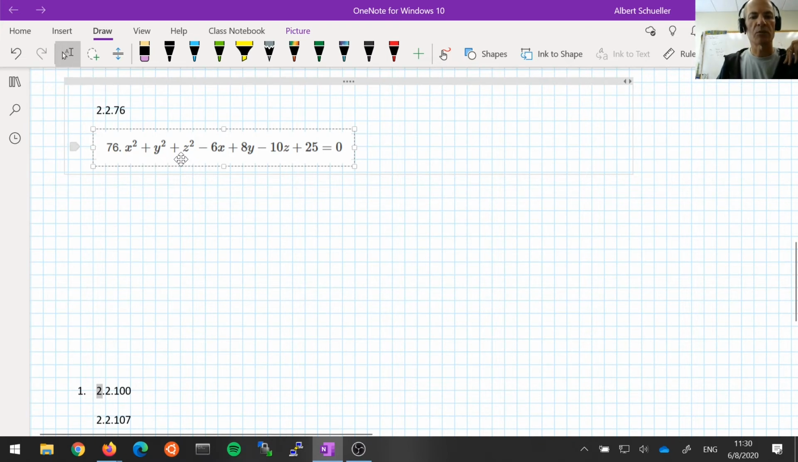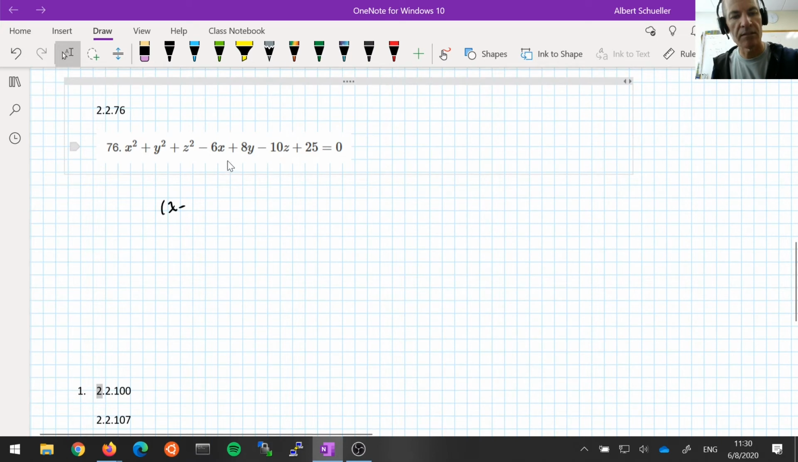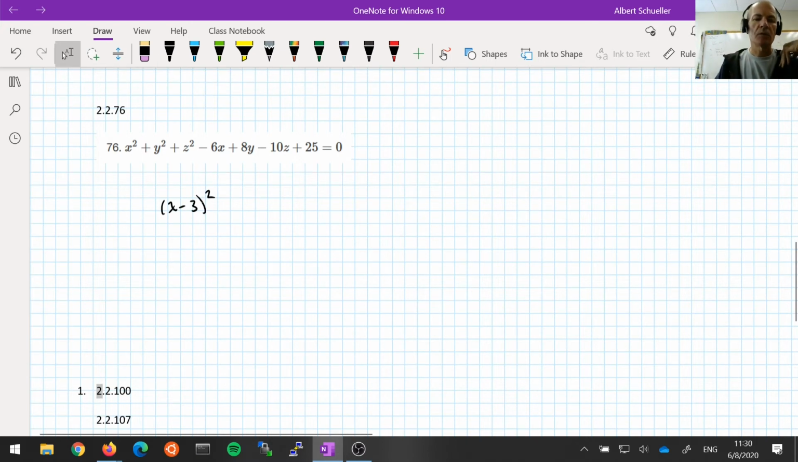So if we take x squared minus 6x and we complete the square, we get something like x minus half of negative 6, which is negative 3. We square that. By introducing this representation, x squared minus 6x plus 9, we've introduced an extra term plus 9, so we better remove it in order to maintain the equality.